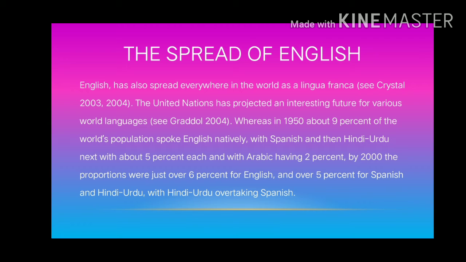and 2004. The United Nations has projected an interesting future for various world languages. Whereas in 1960 about 9% of the world population spoke English natively, with Spanish and then Hindi-Urdu next with about 5% each, and Arabic having 2%. By 2000s, the proportions were just over 6% for English and over 5% for Spanish and Hindi-Urdu, with Hindi-Urdu overtaking Spanish. And this is a report that I took from the book by Ronald Wardhaugh.